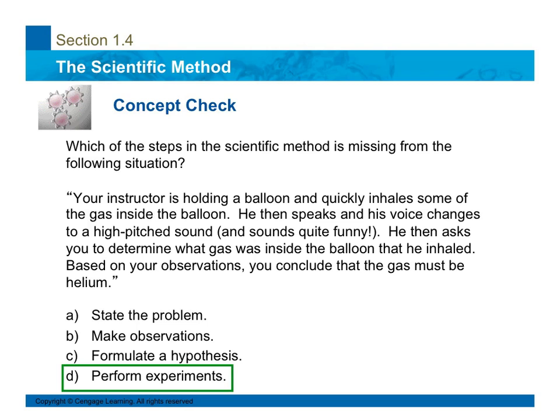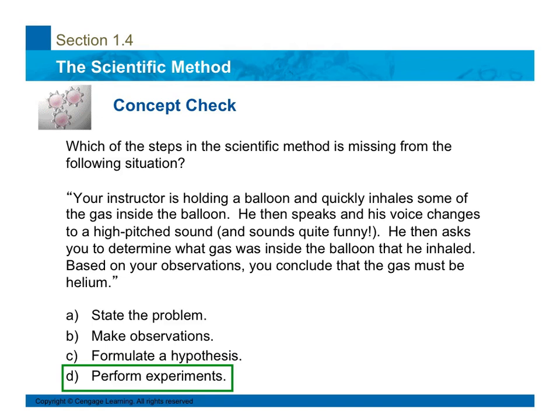Your first step is to make observations. You might state that the problem or phenomena was a changing vocal pitch. You might also have noticed that the instructor did not seem to suffer any long-term effects that would have occurred if the gas had been poisonous. That's another observation. You may have formulated a hypothesis based on previous experience with helium balloons.